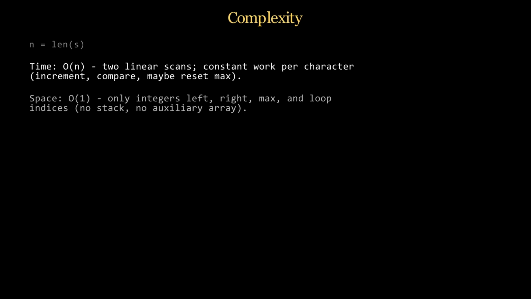N is the length of the input string. Time is O of n, we scan S twice from end to end and do constant work at each index. Space is O of 1, we only keep a few counters and the answer, with no stack and no extra array proportional to n.